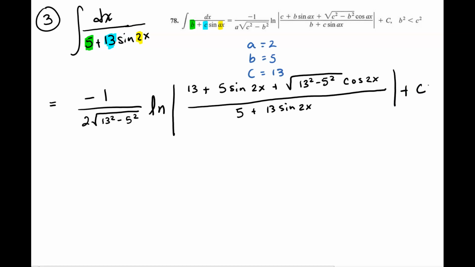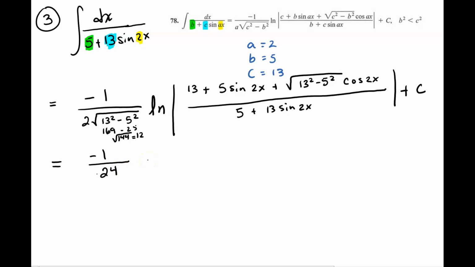The only thing left to do here is to clean this up in the way that it looks. So we're going to go ahead and do that. We have a negative 1 over. Now this right here is 169 minus 25, which is 144. And the square root of 144 is 12. So 2 times 12 is 24. So negative 1 over 24 right there.